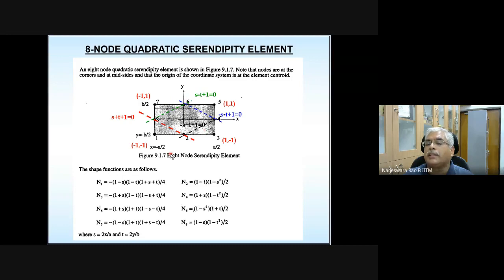And once I have written coordinates of only the corner nodes, what about the middle nodes? You can easily guess. This is going to be (0, -1). This is going to be (1, 0). This is going to be (0, 1). This is going to be (-1, 0). Because I don't want to load this figure with too much information, that is avoided. So please take a note of this.